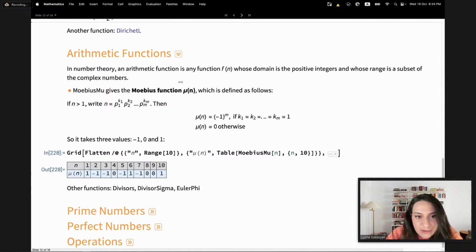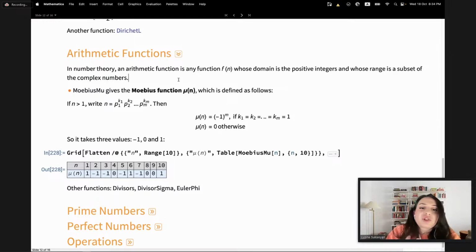Arithmetic functions, let's talk about them. They're a very important subgroup, really. And what is it? An arithmetic function is any function f(n) whose domain is the positive integers and whose range is a subset of the complex numbers. For example, Mobius mu, we didn't talk about it. This function was also in the category of factoring related functions, but now let's talk about it here.